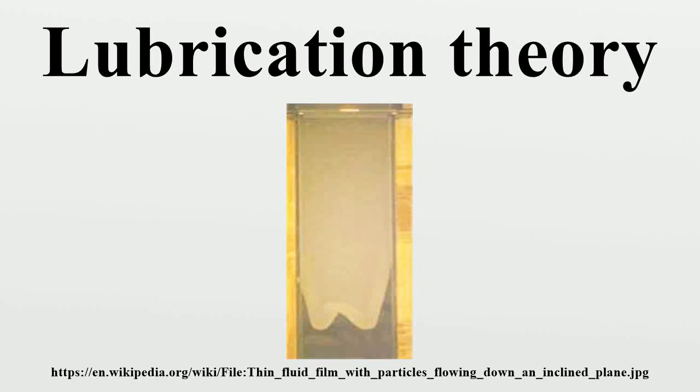In fluid dynamics, lubrication theory describes the flow of fluids in a geometry in which one dimension is significantly smaller than the others. An example is the flow above air hockey tables, where the thickness of the air layer beneath the puck is much smaller than the dimensions of the puck itself.